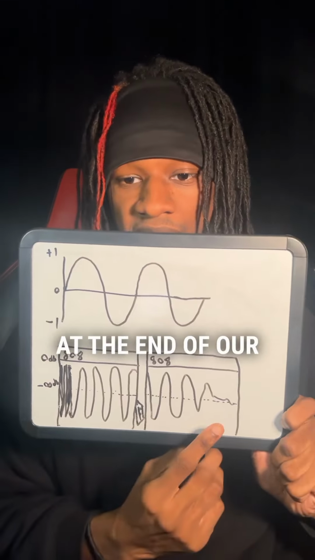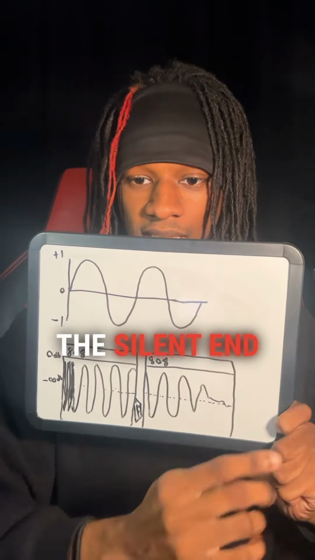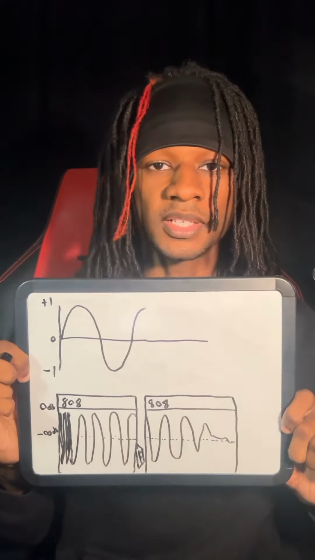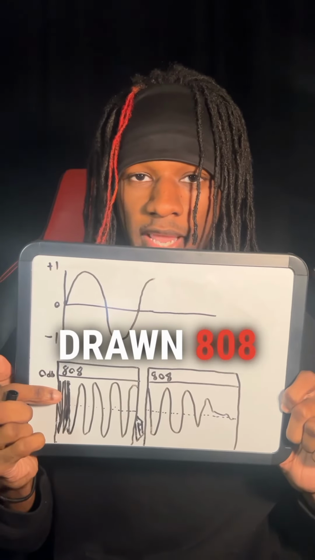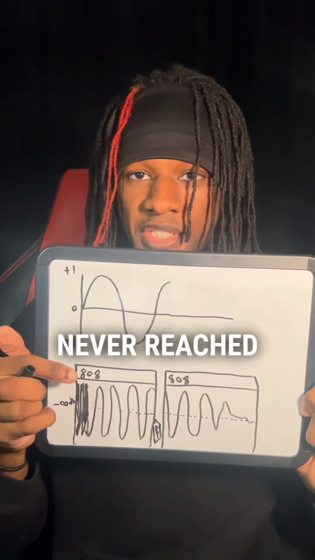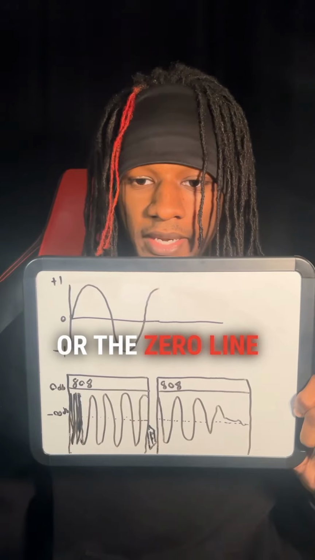For example, at the end of our 808, when it gets quiet, the silent end of it ends at the 0 point. Sometimes when you cut a sample, this is what happens. As you can see in my expertly drawn 808, the waveform never reached the resting state, or the 0 line. Now what does that mean?